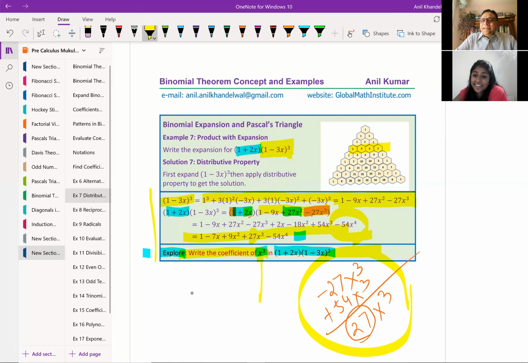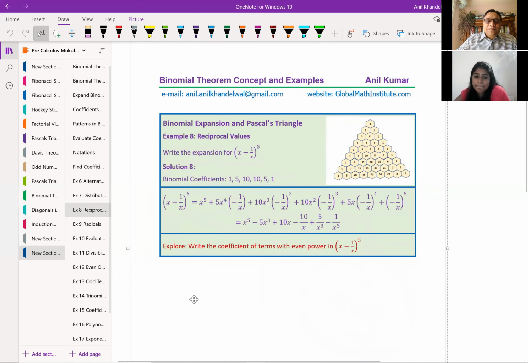So that's true. And nC0 and nCn is 1, and nC1 and nC(n minus 1) is n itself. So at least 2 you know directly, right? Yeah, so that's true. Not a big deal.